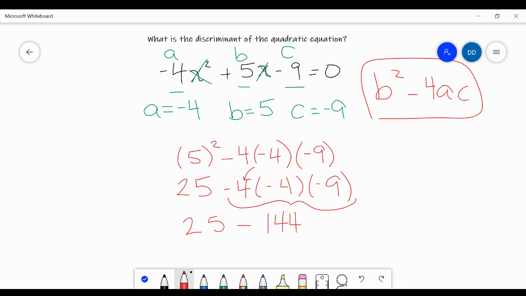Now from there we just do our subtraction, 25 minus 144, that gives us -119, and that's our answer.